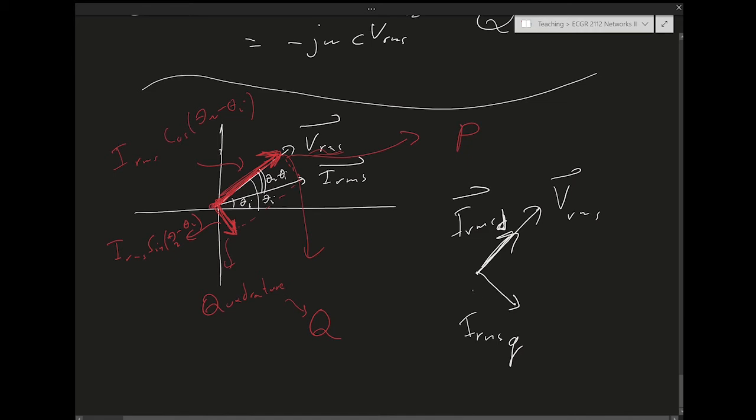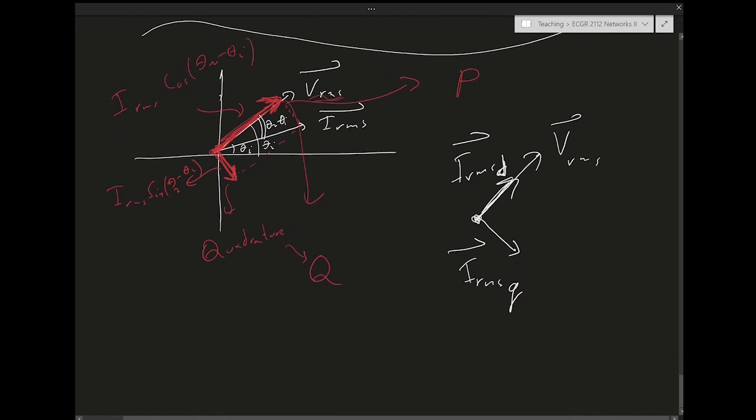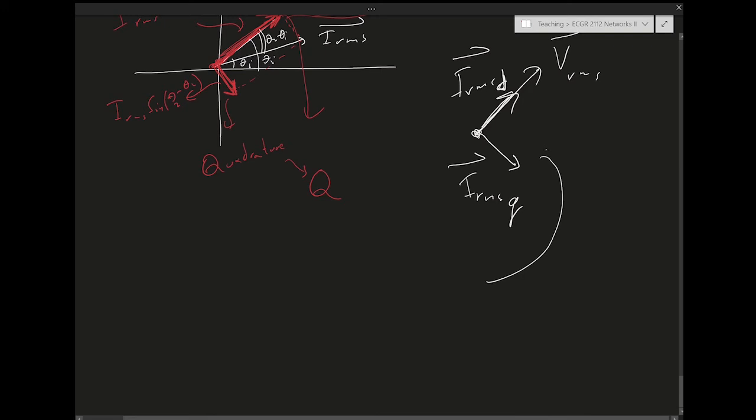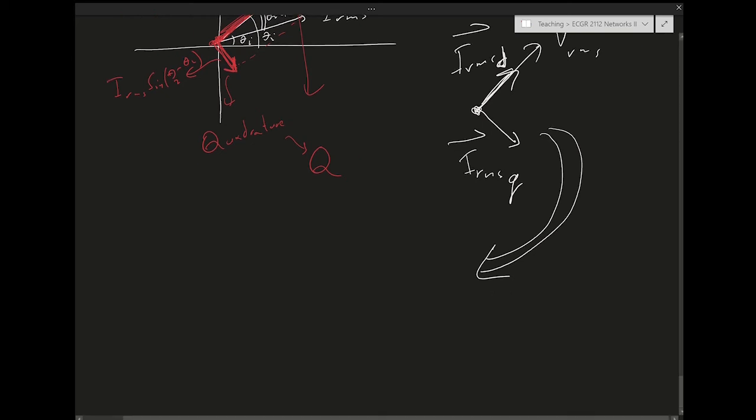I'll use Q small for quadrature. Okay, and this allows you to easily calculate P and Q, right? And to see that, this is a very common geometrical interpretation for our method for finding P and Q: just taking the current and decomposing it into direct and quadrature components. And this is clear. I mean, we can see that.